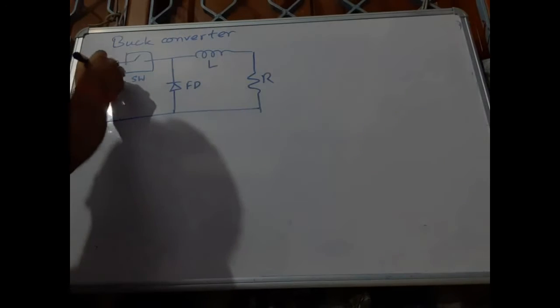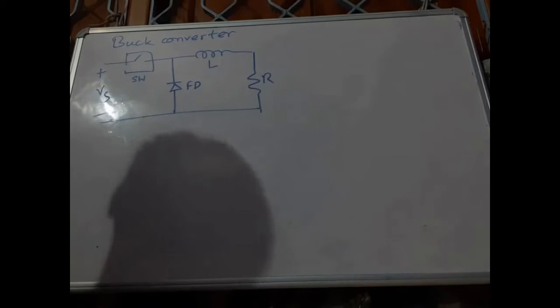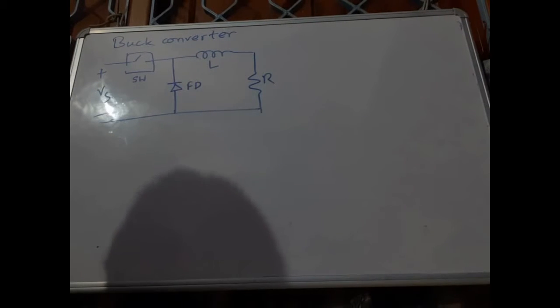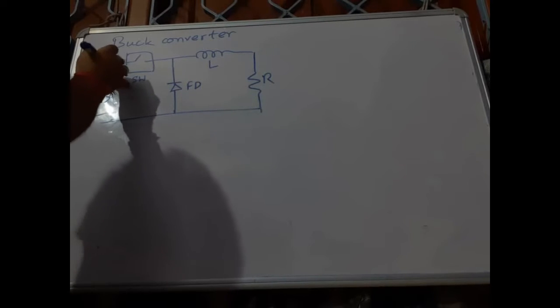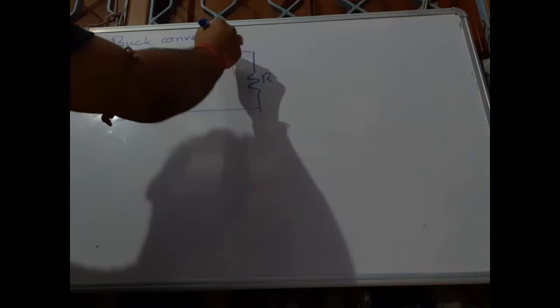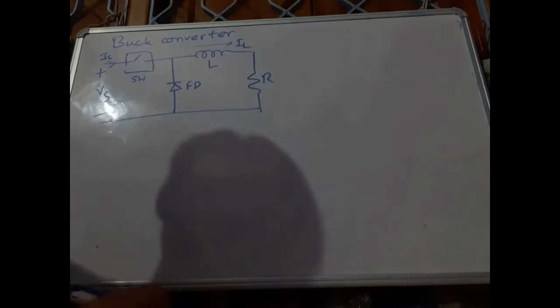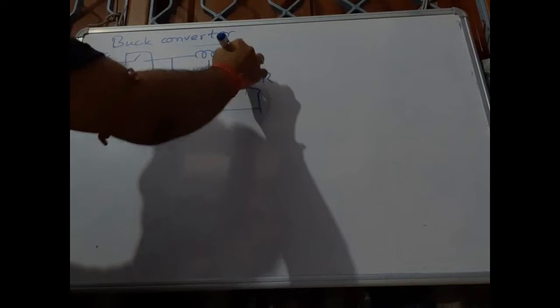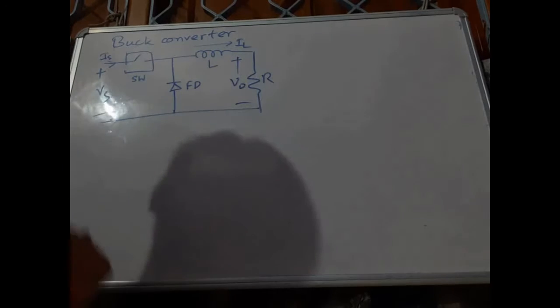Okay, now we have input voltage Vs and say input current is Is, right? Now current flowing through this inductor equals IL and we get the output voltage V0.